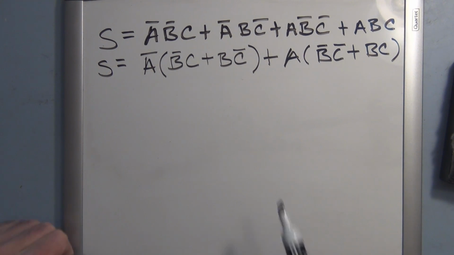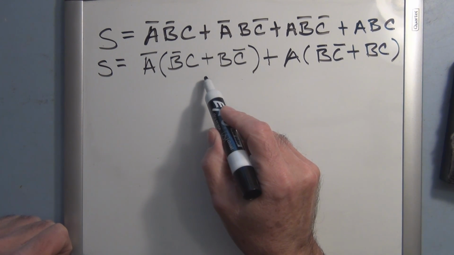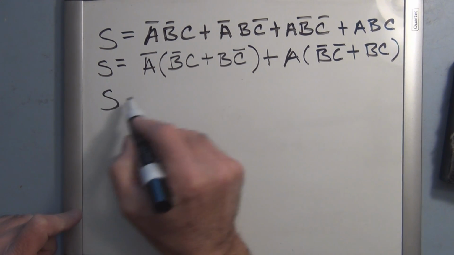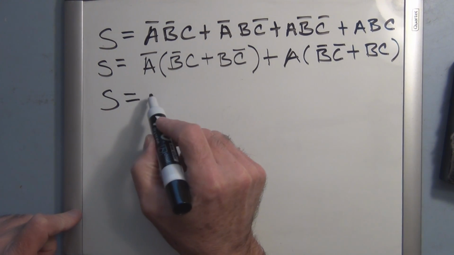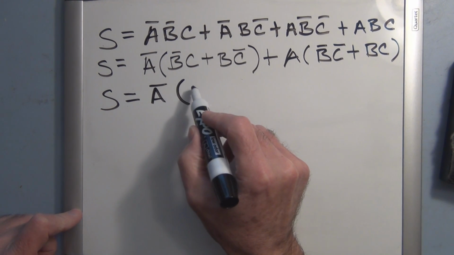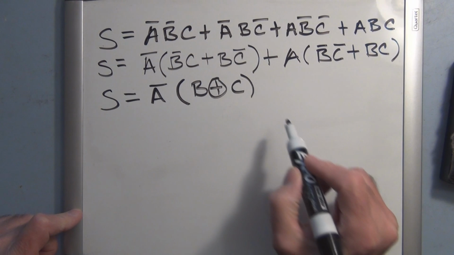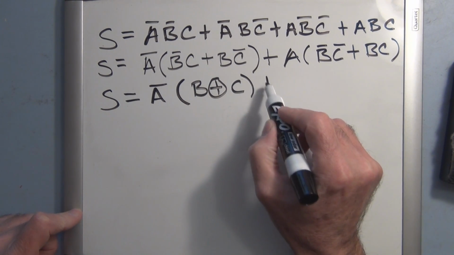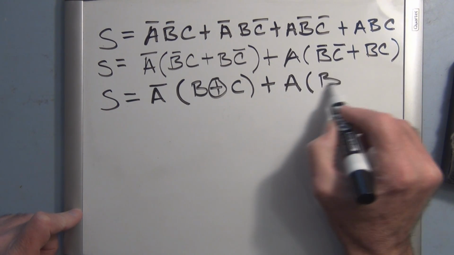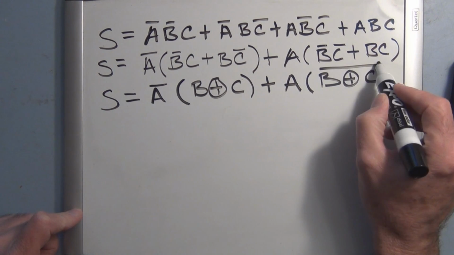Now, do you recognize anything with these expressions? This here is the expression for an exclusive OR gate. This is an expression for an exclusive NOR gate. So we can simplify that by A not and B exclusive OR C, and that's ORed together with A and B exclusive NOR C.